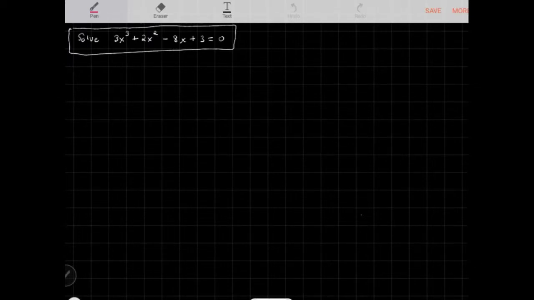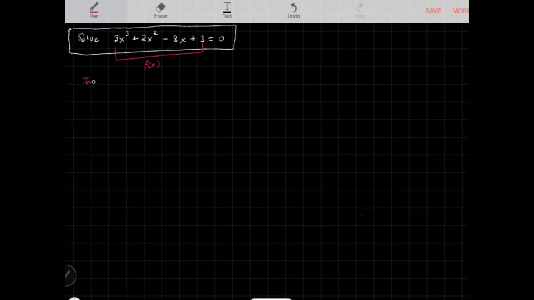Alright, let's solve this polynomial equation. 3x cubed plus 2x squared minus 8x plus 3 is equal to 0. In order to solve for this, the first thing we need to do is factor the expression here. Let's call this polynomial expression f of x. In order to factor this, this is a cubic polynomial expression.